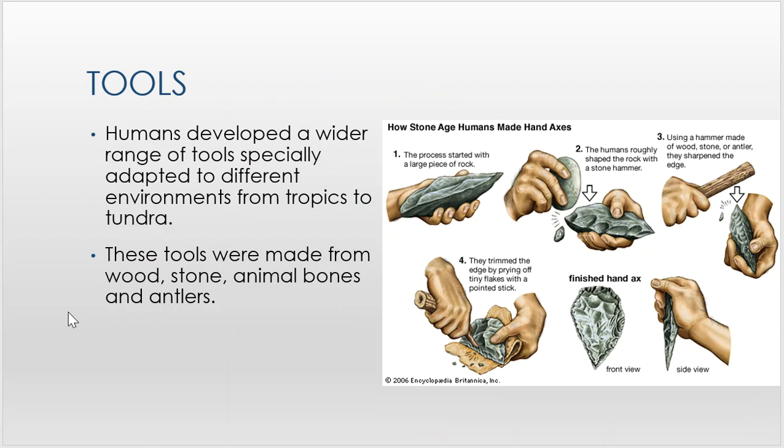And so tools also became an important part of the Paleolithic era. Humans developed a wide range of tools, especially adapted to the different environments: tropics, tundra, etc. These tools were made from wood, stone, animal bones, and antlers. You wouldn't know this, but animal antlers were actually a really important aspect of shaping stones, obsidian, etc., to make them into useful weapons.